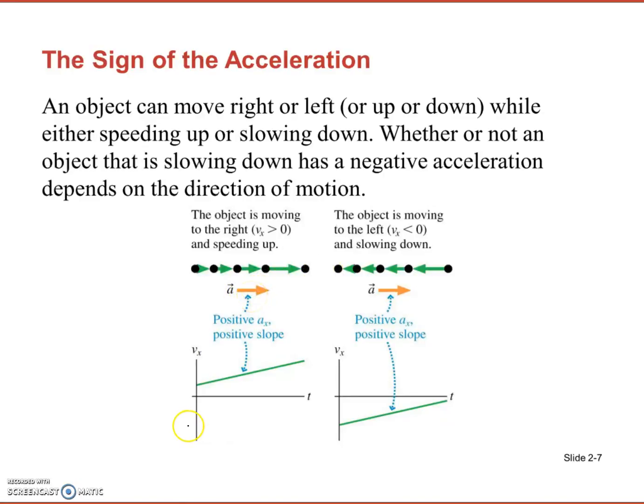We have another situation that looks very similar. In this case, our object is moving to the left and slowing down. Notice then that the longer arrows are still on the right and they get shorter and shorter as you move to the left. So the acceleration vector points to the right because the rightmost velocity vector is longer than the leftmost velocity vector. So this object also has positive acceleration.